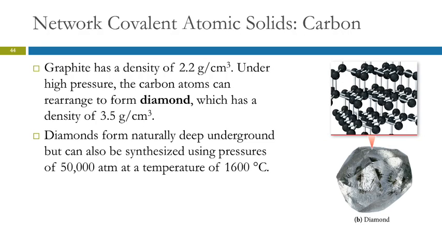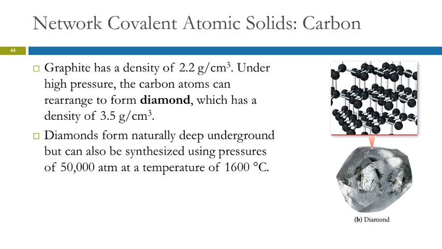Graphite has a density of 2.2 grams per cubic centimeter. You don't need to remember that, but a diamond has a higher density, 3.5 grams per cubic centimeter. Graphite under extreme pressure can rearrange and form diamonds. In a diamond, we have hexagonal structures here, but now the covalent bonds extend in all three dimensions, and therefore it's very strong. It's not going to be slippery like graphite is because the layers don't slide.